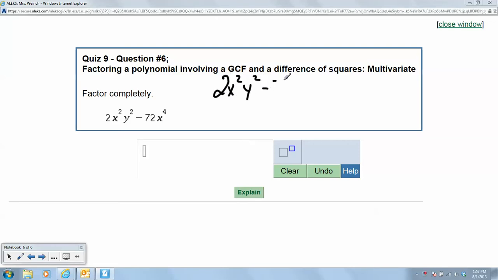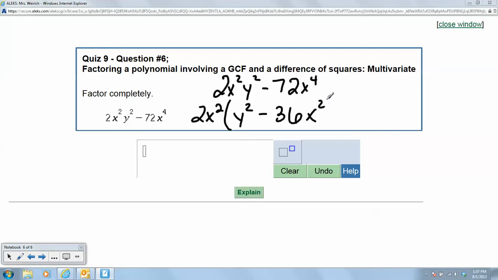Since there are only two terms, and these two terms are not perfect squares, anytime you see two terms you think, oh, perfect squares, but these are not perfect squares. So instead I'm going to pull out the GCF, and the GCF of both of these is 2x squared, because there is a 2x squared in both of these terms. If I pull it out, I'm left with y squared in the first term, and in the second term I'm going to have to take 72 divided by 2, so 36, and then take two of those x's out.